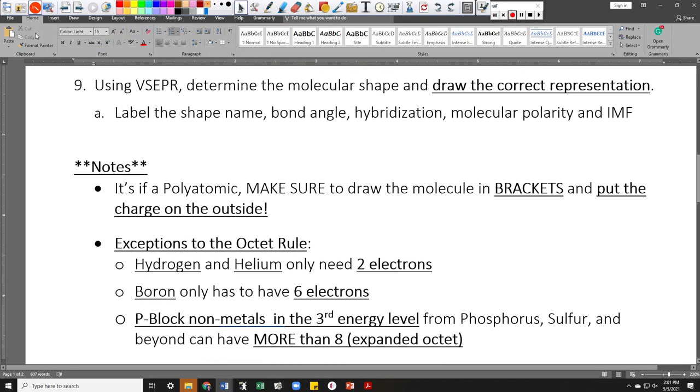This is the most important step. Okay? 2 electrons. Now, 1 line is 1 bond, and 1 bond is 2 electrons. Okay? So, we're going to use VSEPR. Circle this word right here. That is the sheet you have. We're going to talk about it to determine the molecular shape and draw the correct representation.